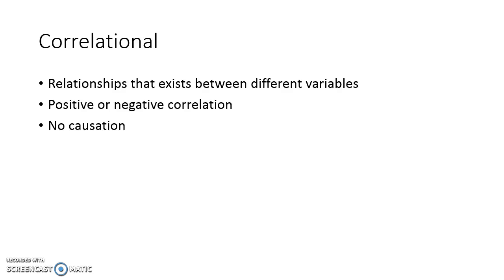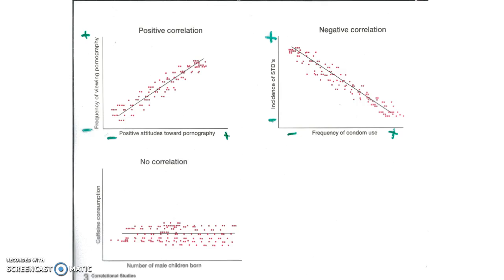A correlational study is where you see if a relationship exists between different variables. You either have a positive or a negative correlation, and we have to remember that it doesn't cause it to happen, it just is a correlation. Let me give you some examples. If we want to know if viewing lots of pornography is going to give one a more positive or negative attitude toward that pornography, we could do that study. And as you can see, they did find it had a positive correlation. The more pornography one watched, the more positive attitude they had toward it.